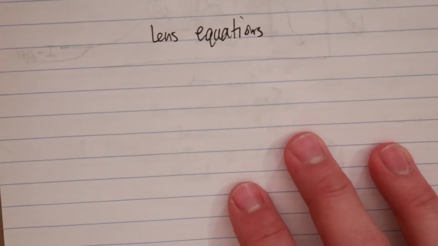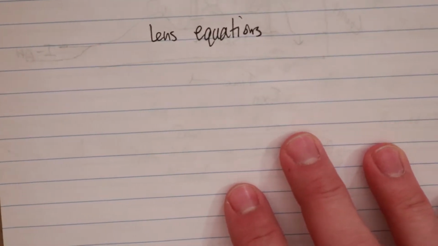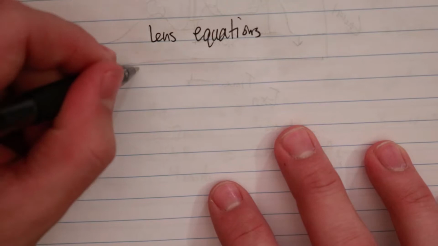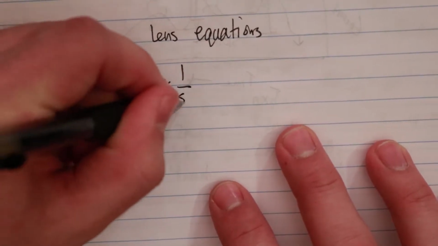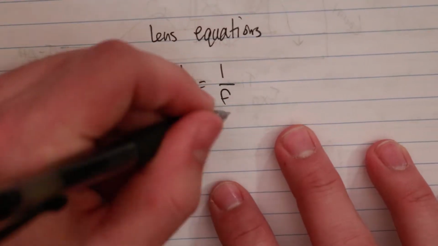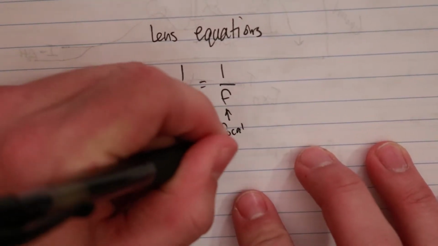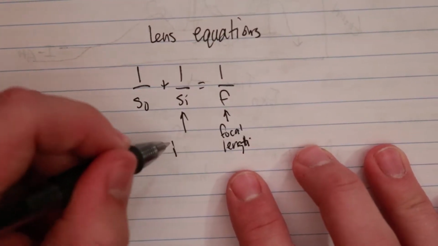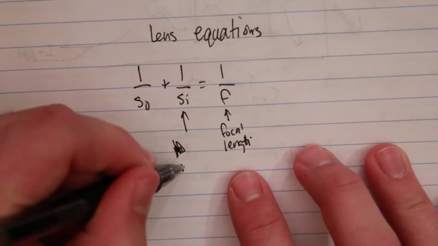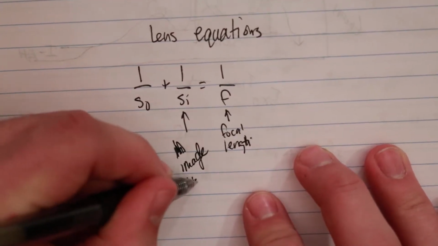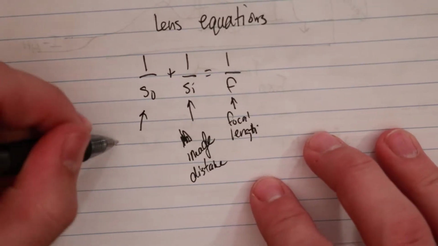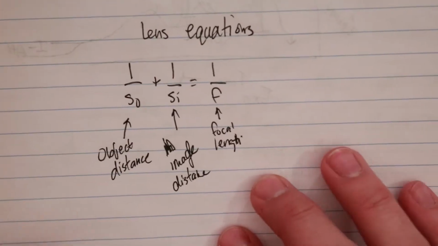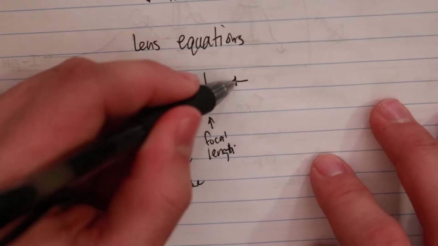All right, so today I want to talk about Lenz's equations. There's the whole theory and thinking about it, but then there's also the math side. I'm only going to be showing the math side today. And so that's 1 over SO plus 1 over SI equals 1 over F. This is going to be your focal length. This is going to be your image distance. And this is going to be your object distance. This is for finding focal length.